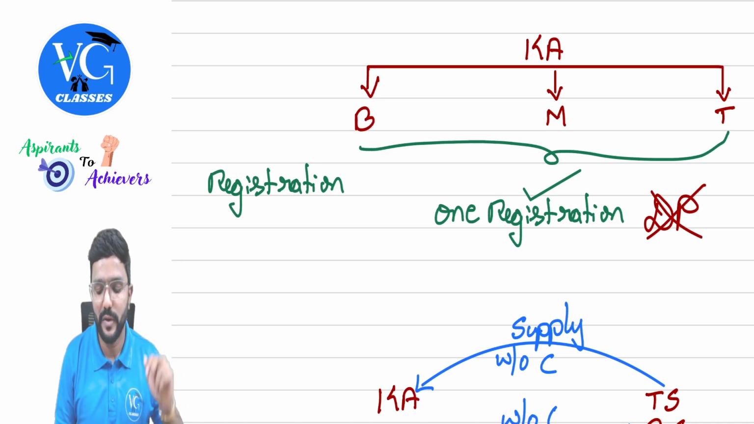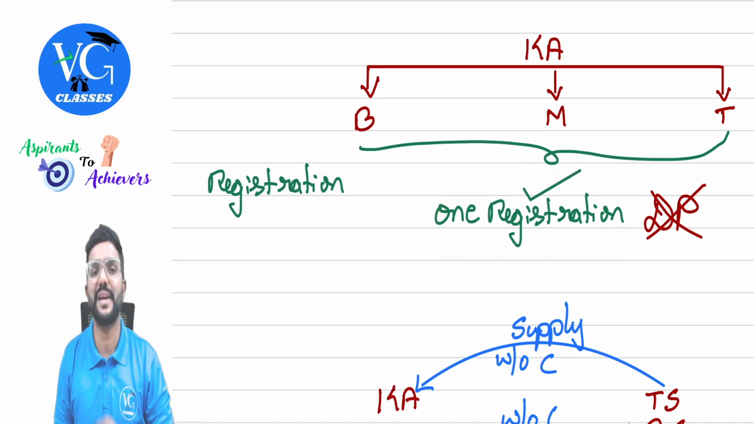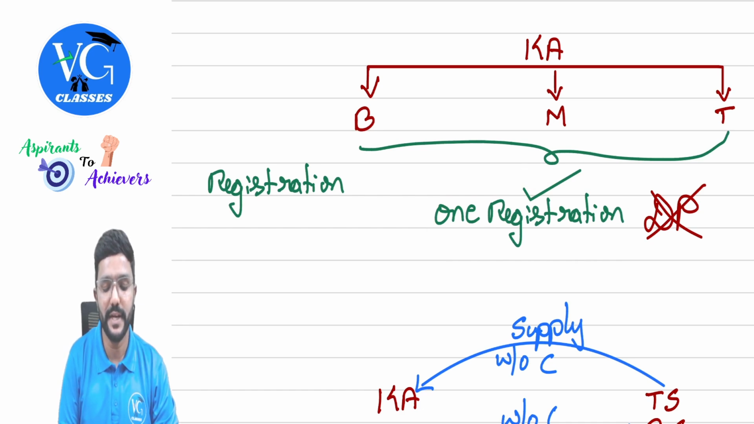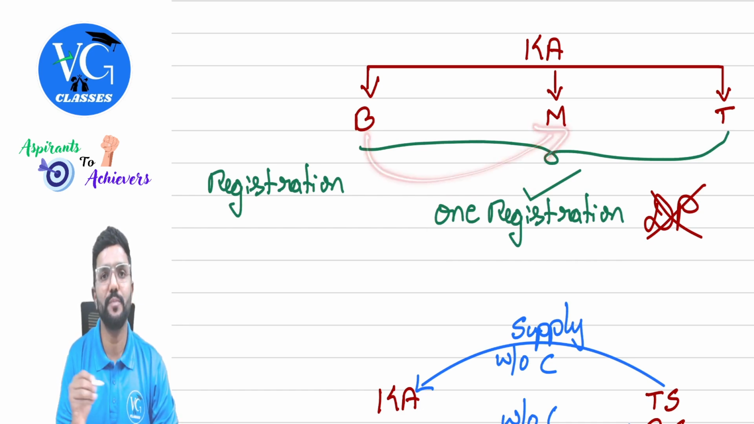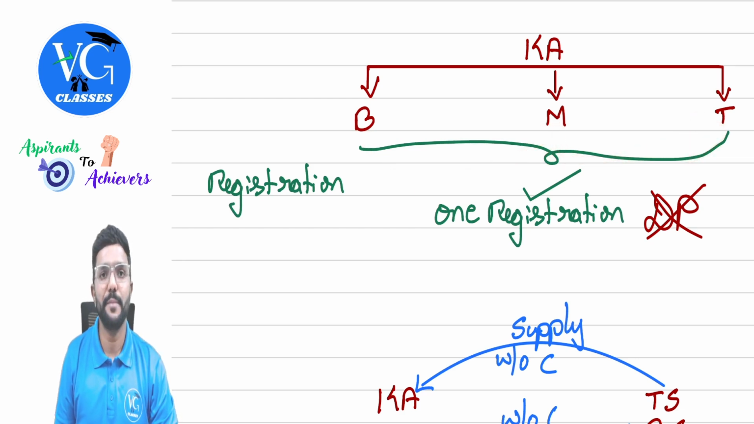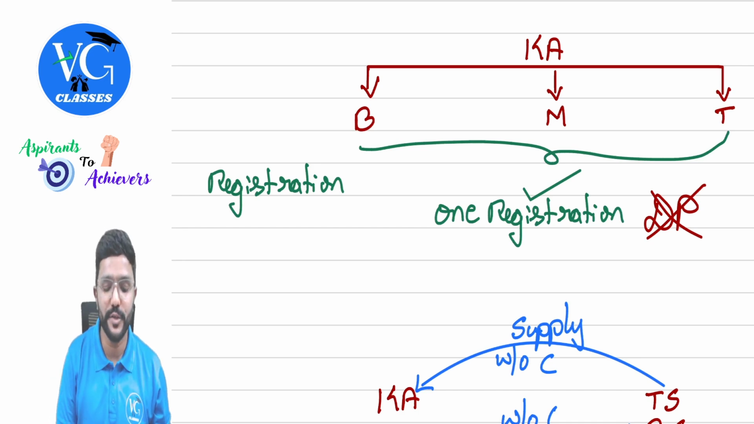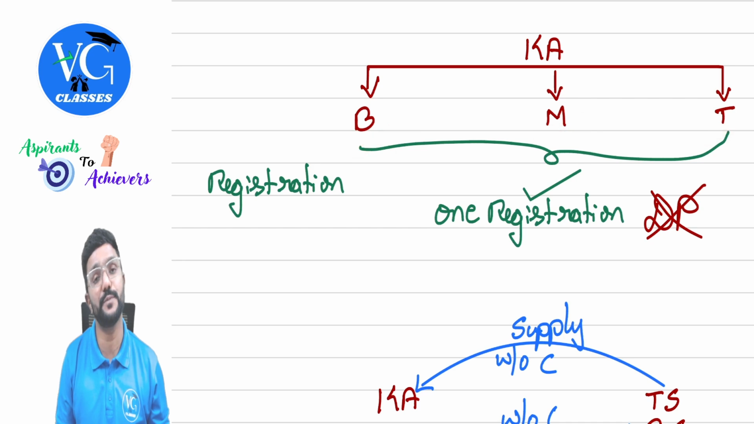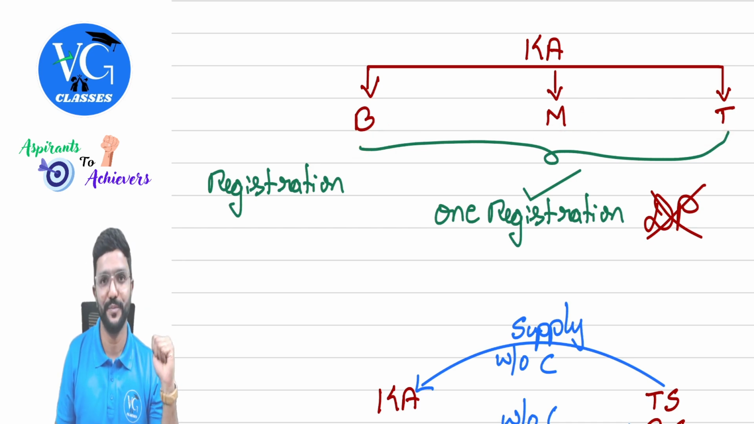Now assume I have taken only one registration for all the 3 branches within Karnataka. If there is any transfer of goods from Bangalore branch to Mysore branch or from Mysore branch to Tumkur branch, will there be any supply? No, guys. If it is without consideration, it is not a supply because para 2 is not getting attracted here. But do I have an option to take separate registration for each of these branches? Yes, I have an option.